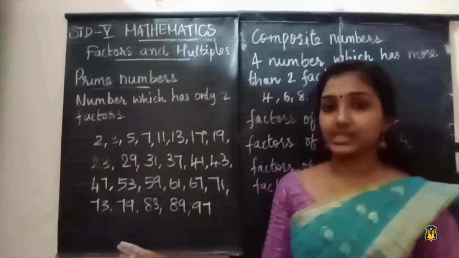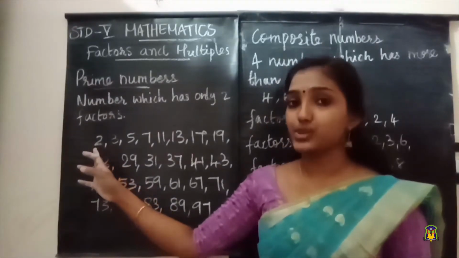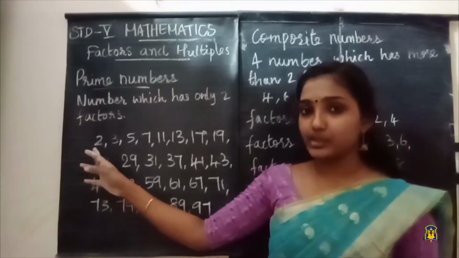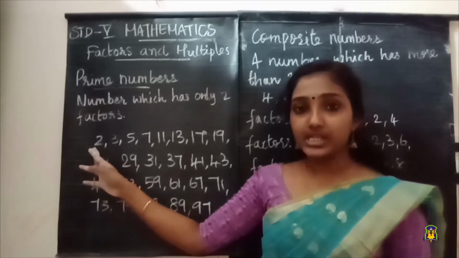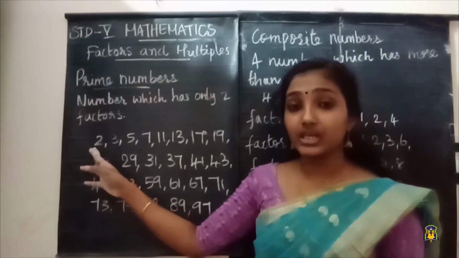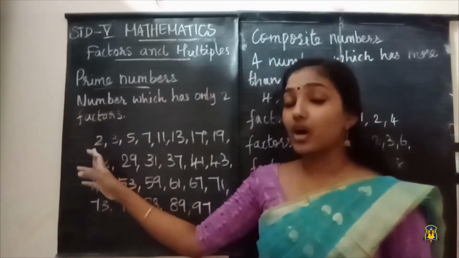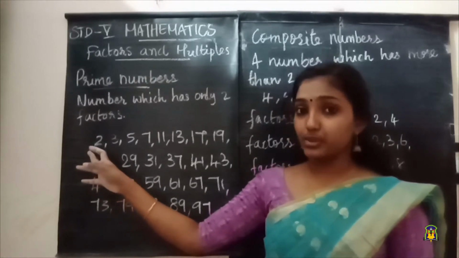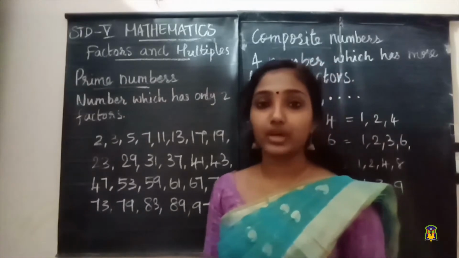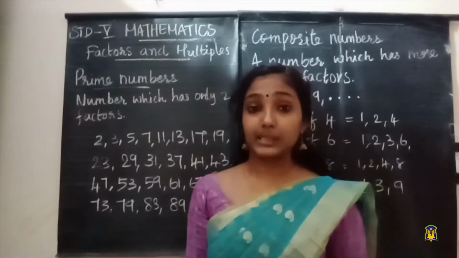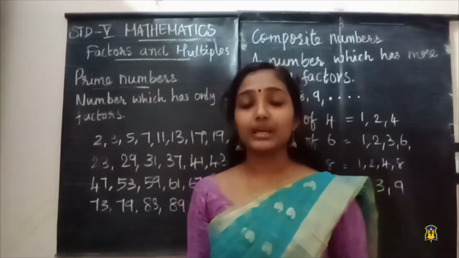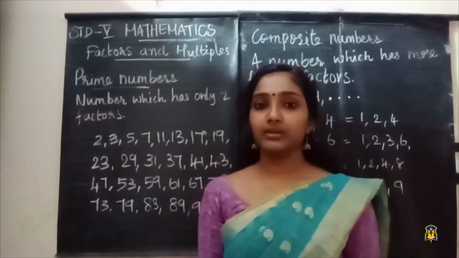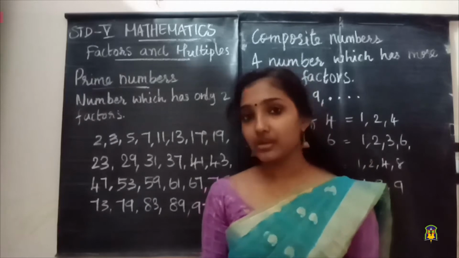So here we are given some numbers, and the first number is 2. Can you tell which are the factors of 2? We studied factors just before. Factors are the numbers which divide the given number completely without leaving a remainder. Which numbers give the product 2? Of course, 1 into 2 equals 2. Does any other number give the product 2? No, we cannot find any other numbers. So 2 has only two factors, 1 and 2 itself. So 2 is a prime number.